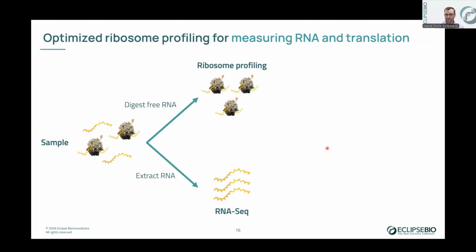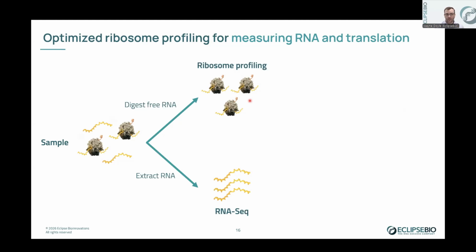But importantly, for the other half of the sample, we lock the ribosomes in place, and then we digest all the free RNA. So the only RNA left is directly within the ribosome complex. Looking at the number of sequencing reads that we obtain here then tells us the relative amount of ribosome association. So is a given gene being very well translated? Is it being very low translated?